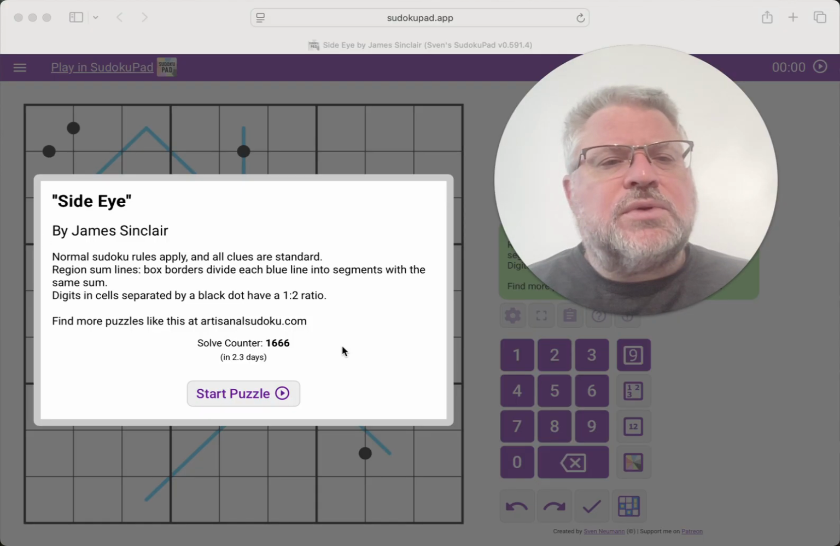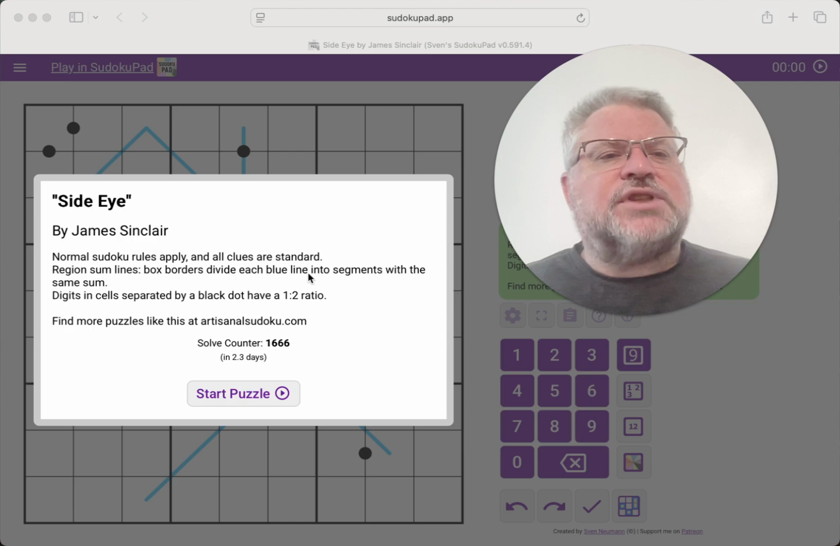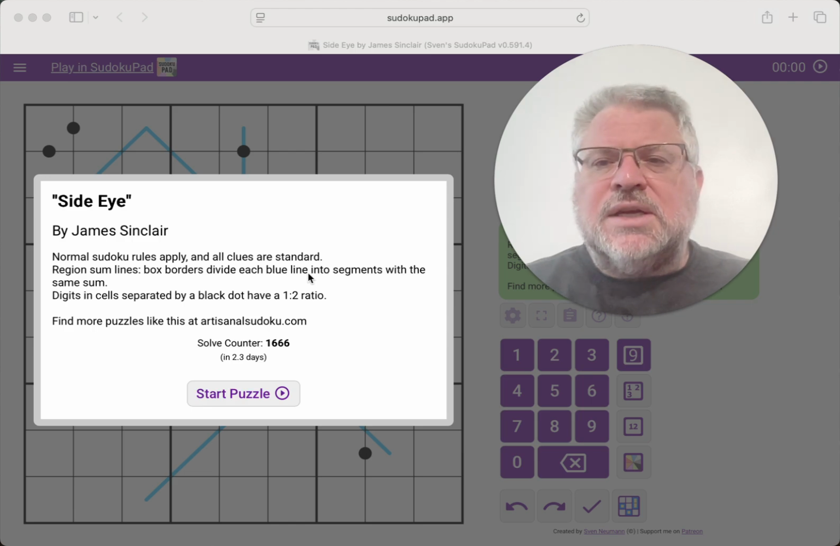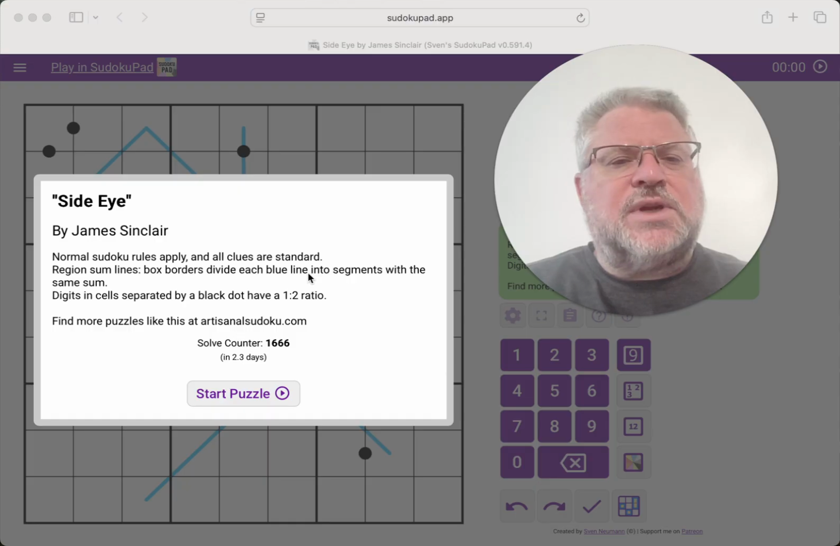Let's walk through the clues before we get into it. Normal Sudoku rules apply. All clues are standard, so we'll have the digits 1 through 9 in every row, every column, and every 3x3 box within the finished grid.